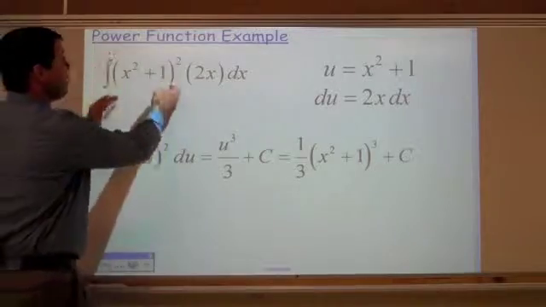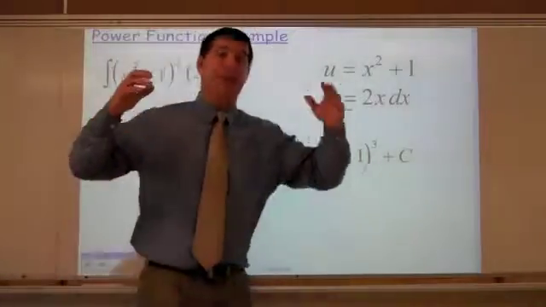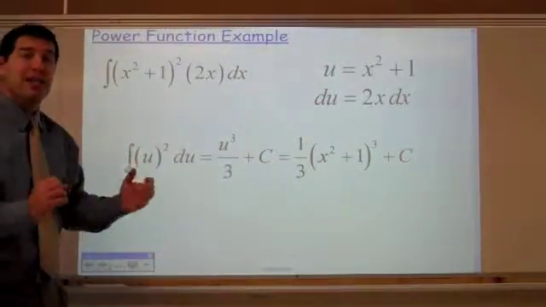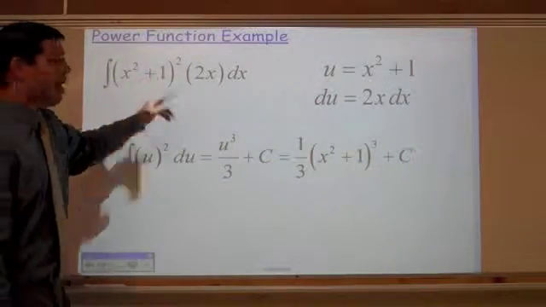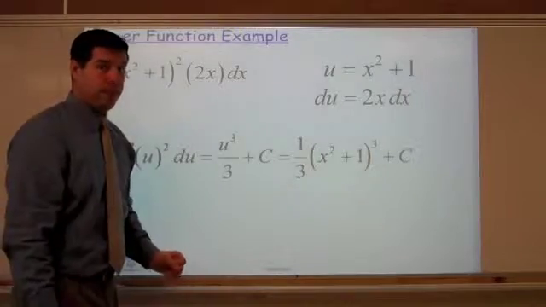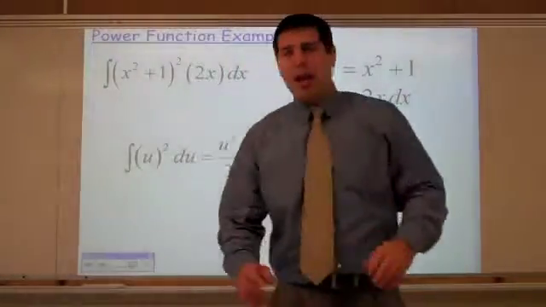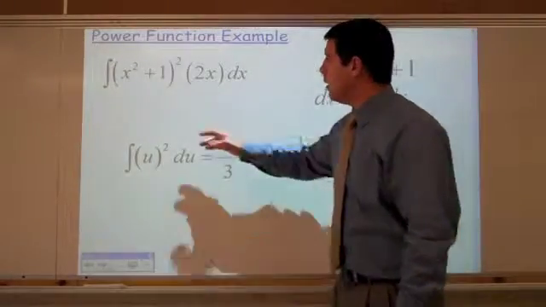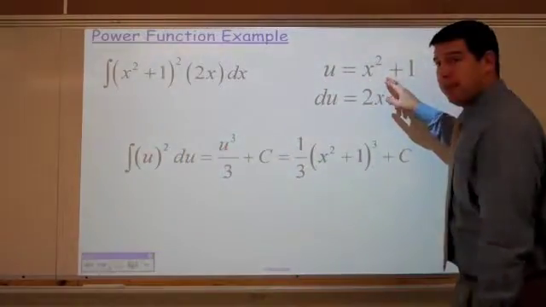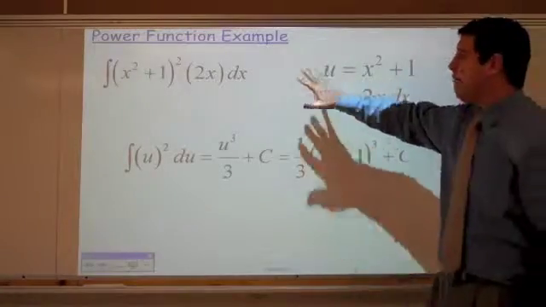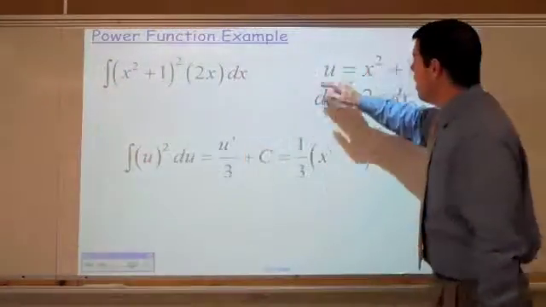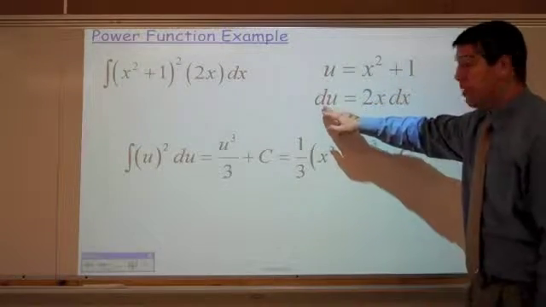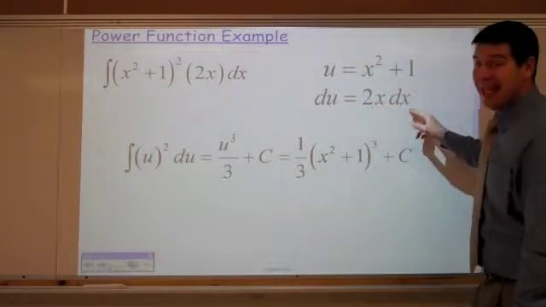So we have something squared. So we know that something squared is going to be our big function. So we're going to let u equal what's being squared. So u is going to equal x squared plus 1. Now, once you've decided what u is going to be, then you write u equals x squared plus 1. Then forget about the rest for a minute. Take u and derive it with respect to x. So du equals 2x dx.